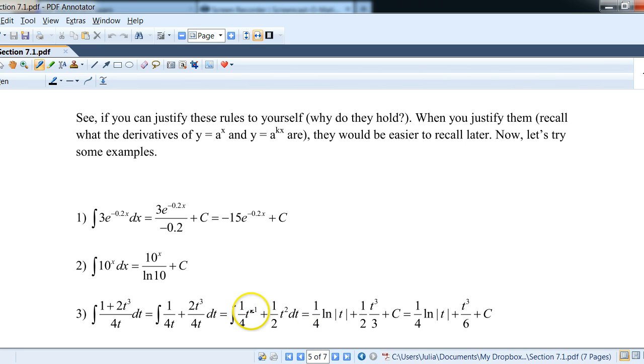So how do we integrate it? 1/4 is a constant, so you keep that. The antiderivative of t to the negative 1, or any variable to the negative 1 power, is actually ln. Don't forget the absolute value, so the domain is the same. So ln of absolute value of t plus, now we can integrate 1/2 t squared. We'll keep the 1/2, that's a constant, and t squared becomes t cubed over 3. The last step is to do this multiplication. So we'll have 1/4 ln of absolute value of t plus t cubed over 6 plus a constant.